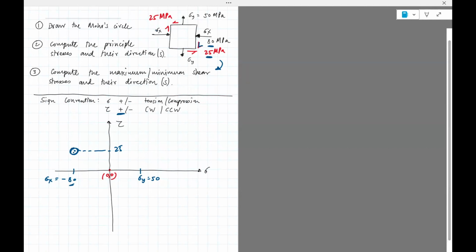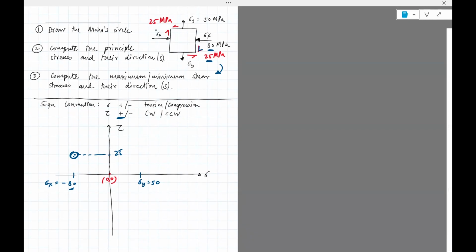Okay, we can do the same thing for any of the faces for sigma y. By the way, we could also do this for this sigma x. Same thing, it's going to be clockwise. Now for the sigma y face, 50 MPa, we need to draw the corresponding tau. Tau is 25 MPa, but we need to figure out the sign. This direction, if you see here, is this way. That's basically counterclockwise. Counterclockwise is negative. And so for here, we'll have to put a negative 25. This will be the other point.